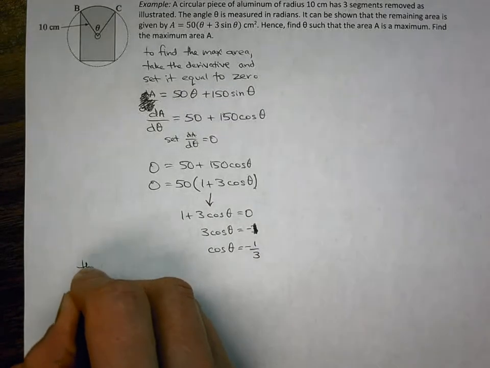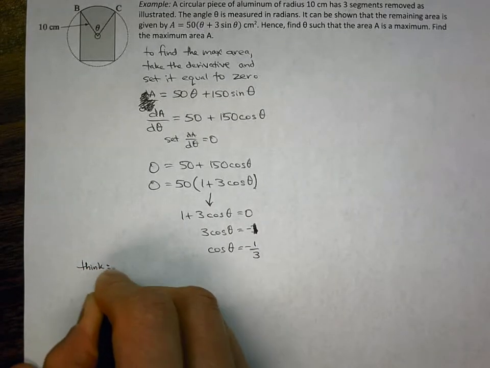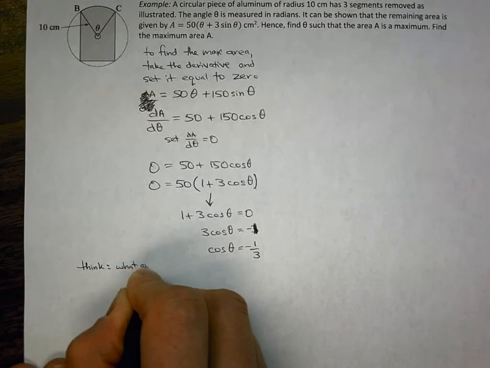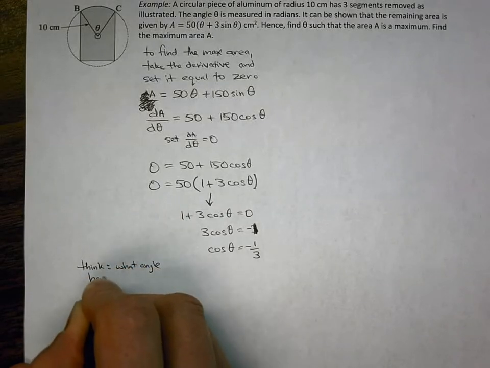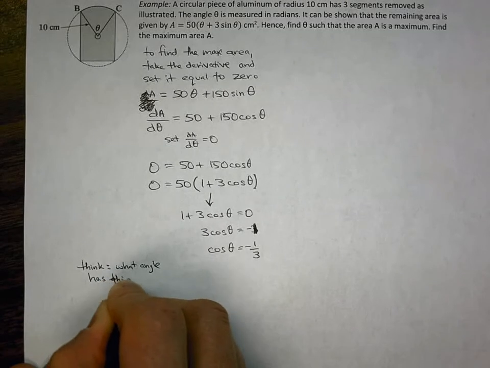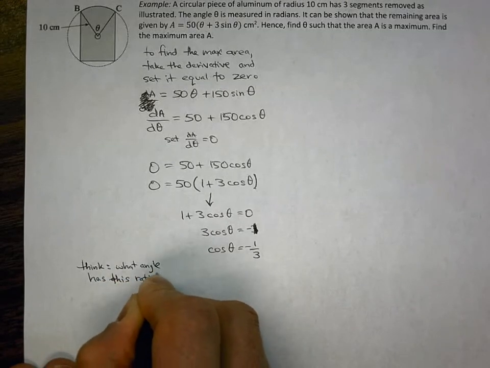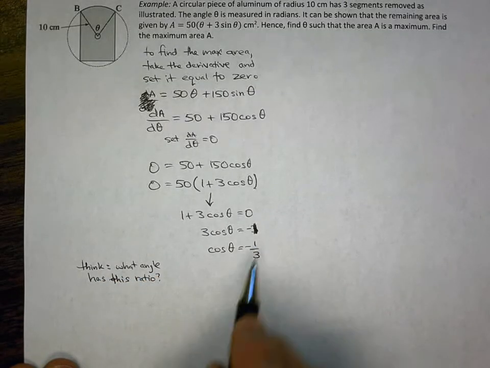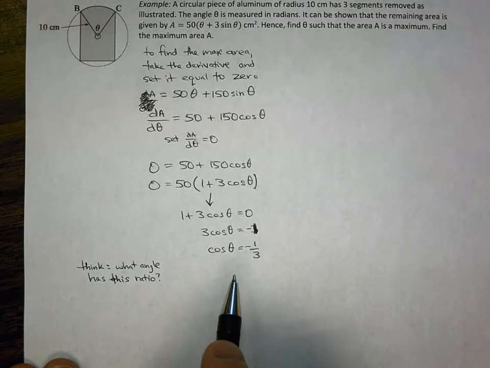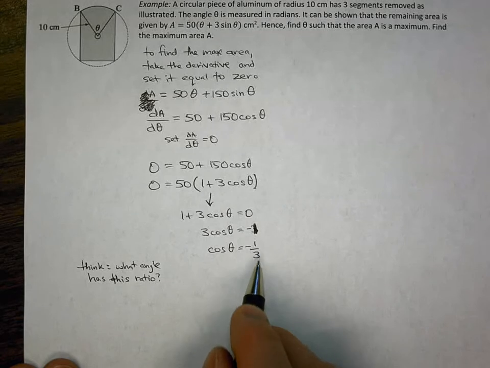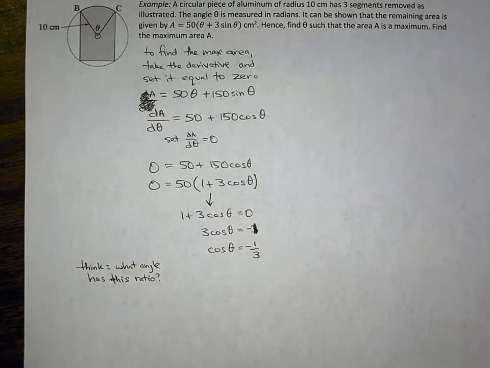So we have to think, or sorry, trig equations. What angle has this ratio? I've seen 1 over 3. No, I haven't, right? Because I know 1, 2, root 3. So this one I don't actually know. I'm going to use my calculator to help me here.